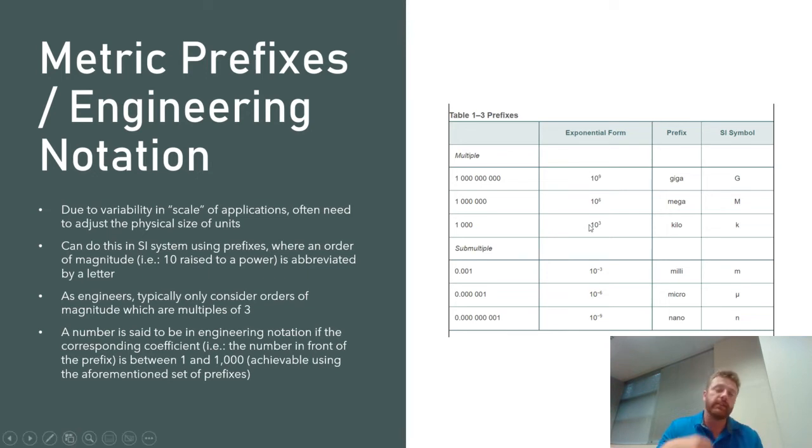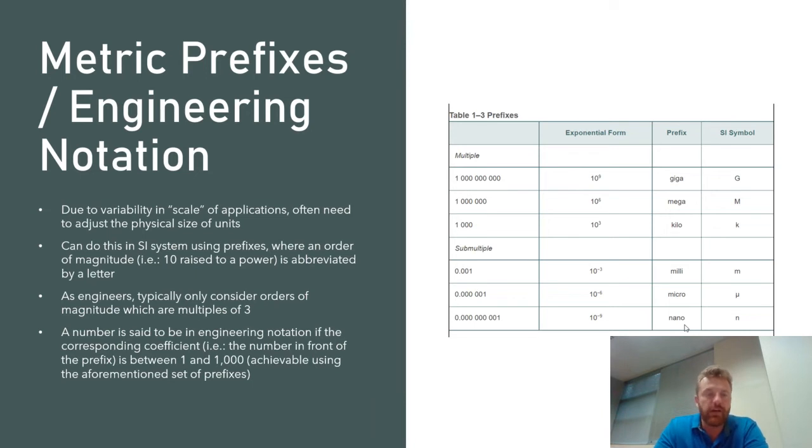In addition to making a unit larger, we can make it smaller by scaling with prefixes that are 10 raised to a negative power. The three that we traditionally remember are milli, 10 to the negative third, micro, 10 to the negative sixth, and nano, 10 to the negative ninth.